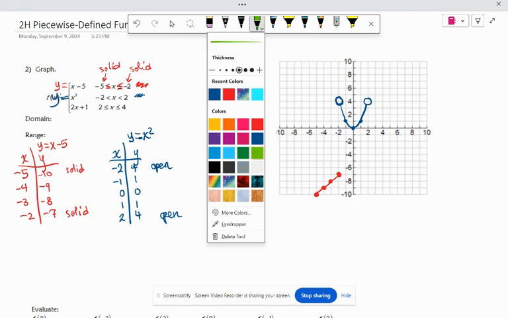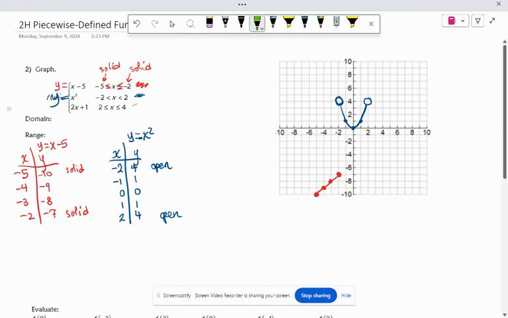And then the final piece, let's do green. The final piece is going to be this y equals 2x plus 1, which keeps coming up in our notes. And so for that one, I'm going from 2 to 4. So I only have these 3 points on it. And 2 is solid and 4 is solid because of the less than or equal to. So those are both solid points.